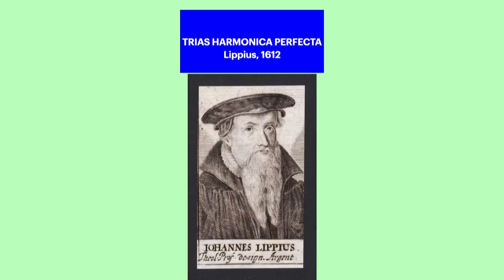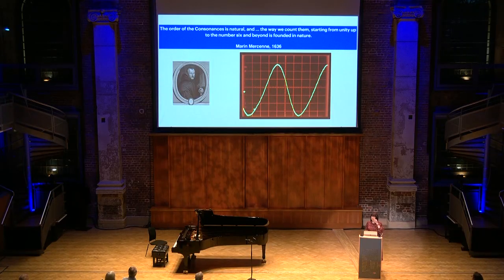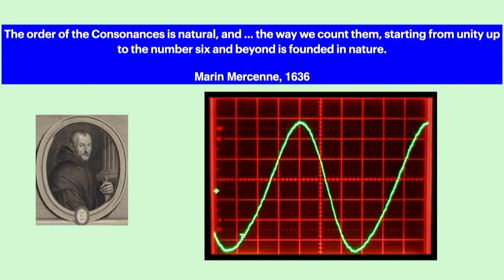And finally, in 1612, we have another German thinker and musician coming up with the word trias harmonica perfecta, the perfect harmonic triad. This is when the word starts coming into circulation. They're already aware that there is something special about the major triad, talking about it as a perfect unit, a perfect trinity. And slightly later, in 1636, there is a mathematical explanation of why it sounds so perfect.